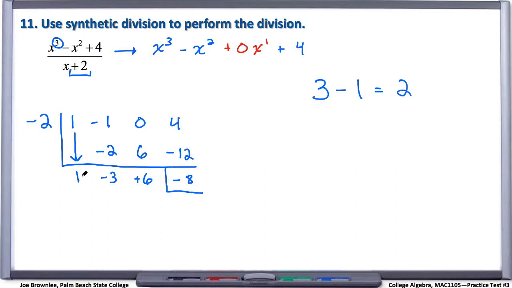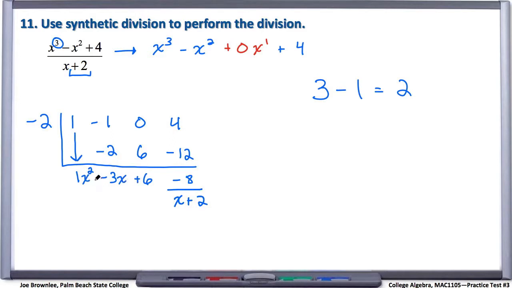So we have x to the second minus 3x plus 6, and then again, this was our remainder, and if you have a remainder, what you do is you put this remainder over the original divisor, so in this case, x plus 2. All right, so let me go through how we got these x terms one more time.